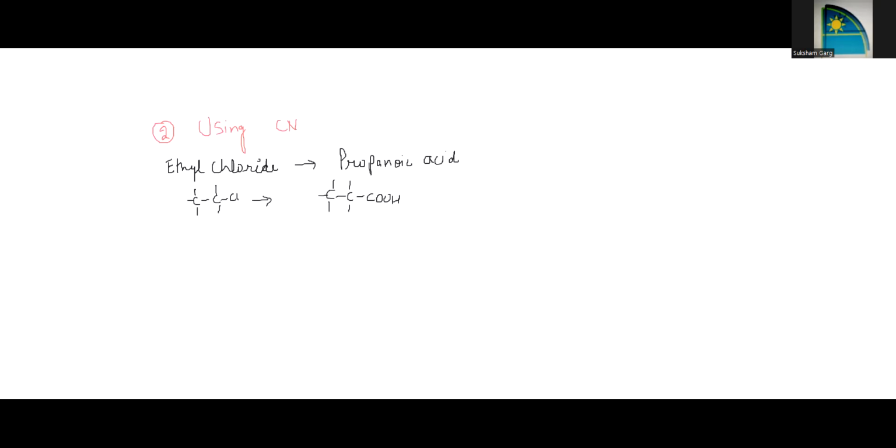Another method of increasing the carbon chain length is using CN, the nitrile group. We substitute it for any given halogen group and we can increase the carbon chain length by 1. If you tend to get confused between Wurtz and this one, you have to be very careful. Wurtz's specialty is doubling the carbon chain length. Here, the starting material contains 2 carbons and the product contains 3 carbons. So we are not converting 2 to 4, we are converting 2 carbons to 3 carbons.